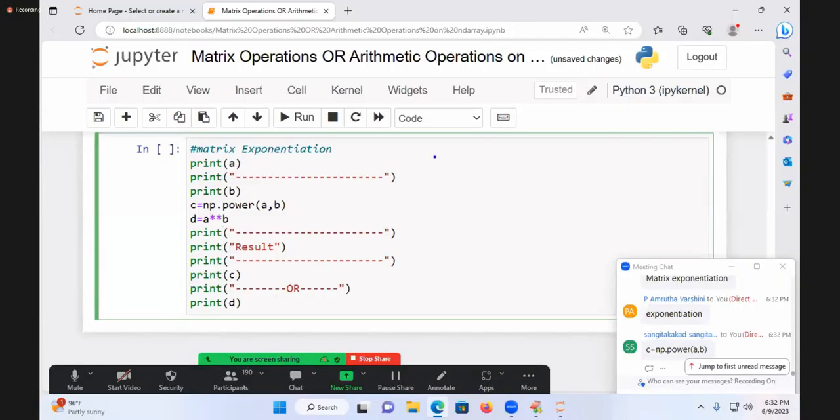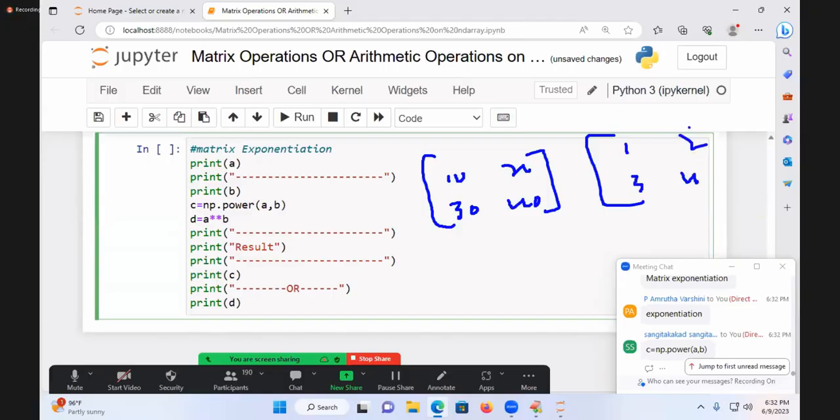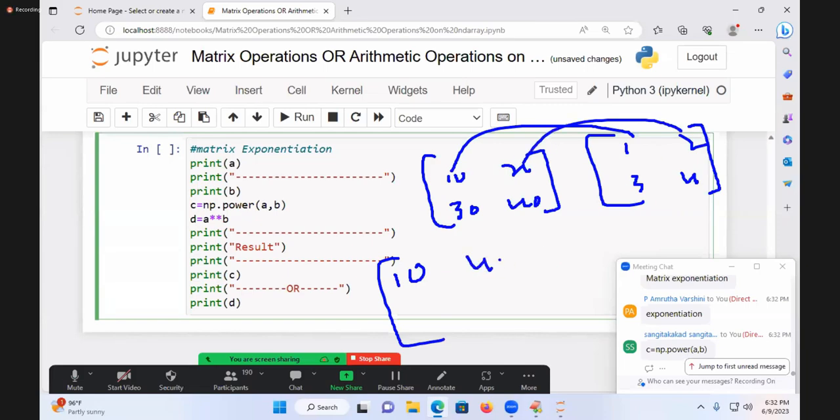I have this: 10, 20, 30, 40. This is my data. And this is 1, 2, 3, 4. 10 to the power of 1 is 10. 20 to the power of 2 is 400. 30 to the power of 3? 900.